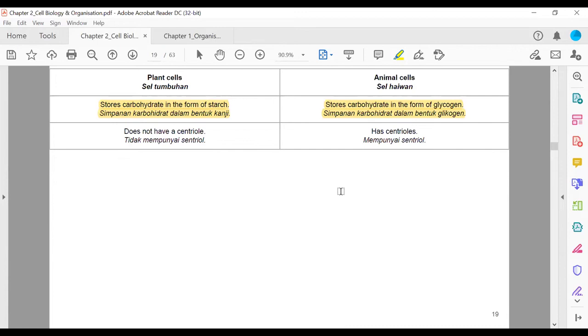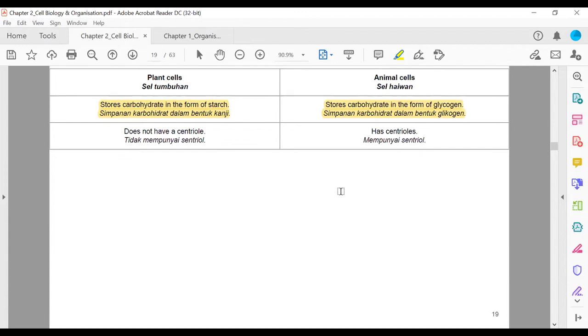Kalau animal cell pula, termasuk dengan kita lah, kalau dalam badan kita amount of glucose sangat tinggi, for example, in our body, if the glucose becomes so high, it is dangerous, not good, because it can cause diabetes mellitus. So, if in our body the glucose is too much, our body will convert, akan menukarkan glukos tersebut kepada glycogen.